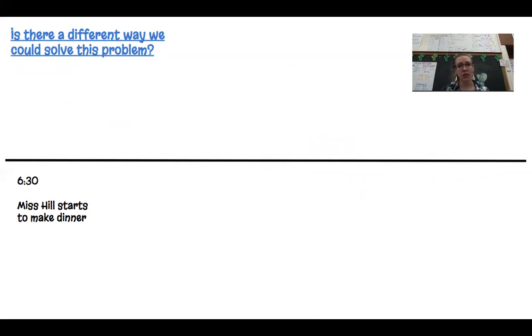We talked about different ways we could solve it. We could break 45 into 4 jumps of 10 minutes and a group of 5. We could break it into 20, 20, and 5, just depending on what the kids wanted. They all understood that 45 could be decomposed into those smaller numbers.